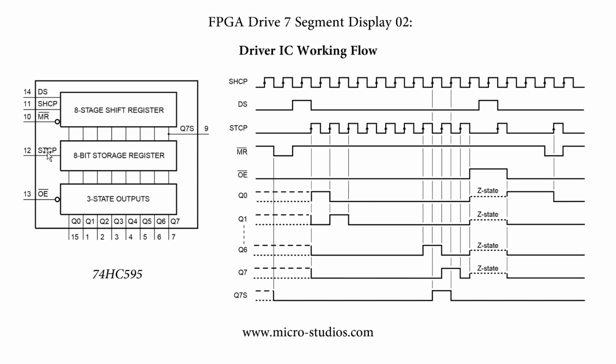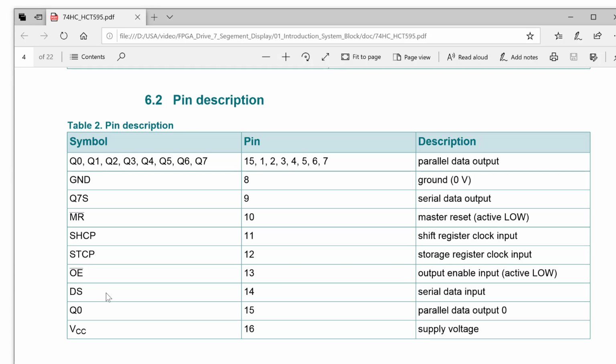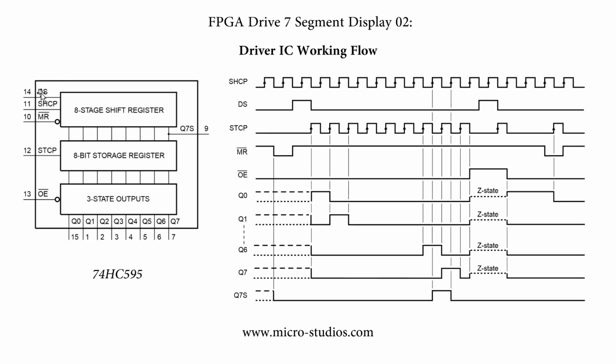The first thing, let's take a look at how we control the shift clock for the shift register. This is the data. DS is the serial data input. When we have data here, how do we use the shift clock to shift the data into the register?